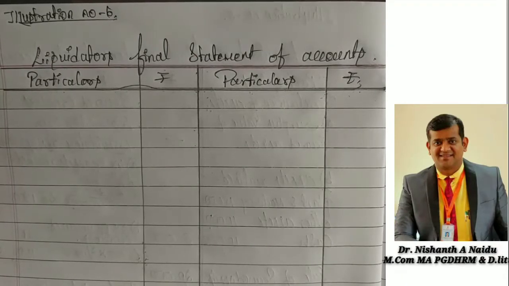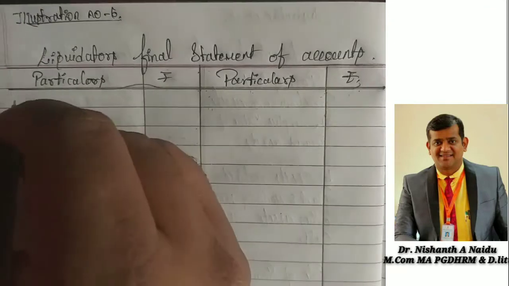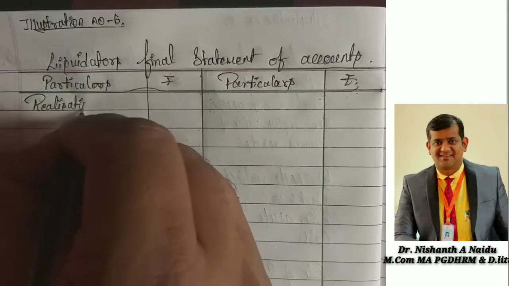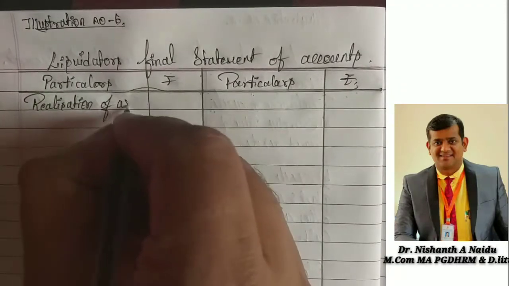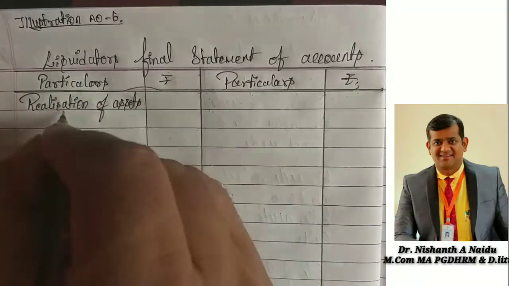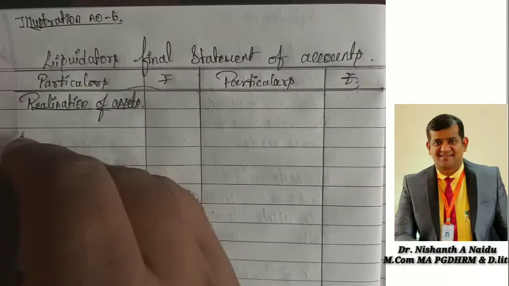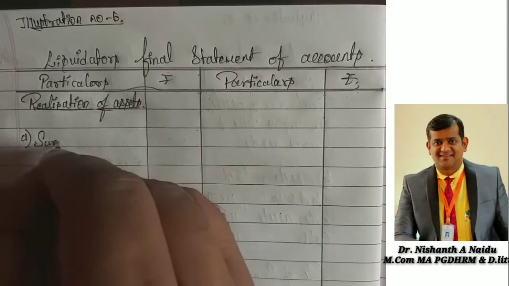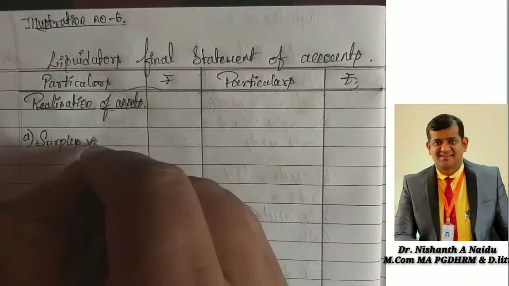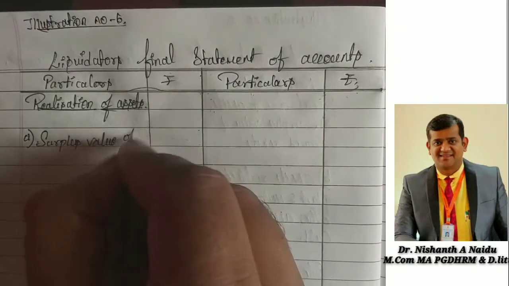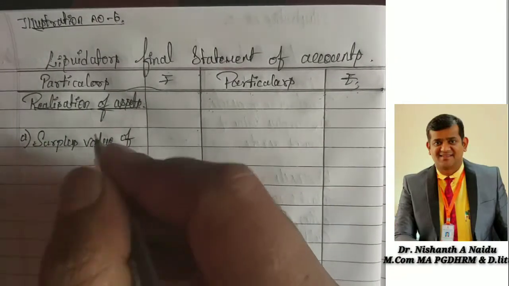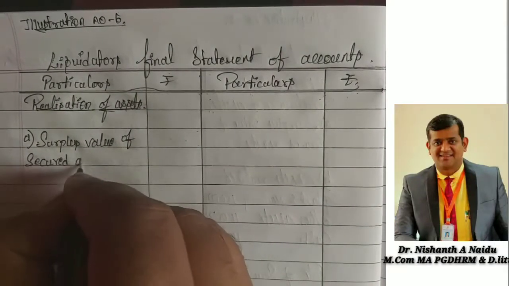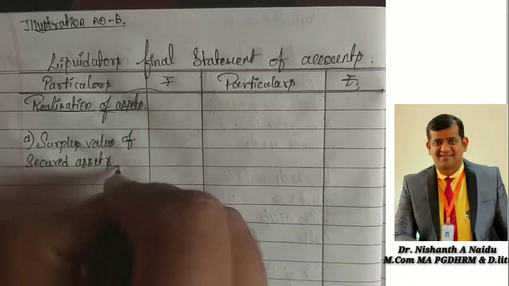Yes. Fine then. First heading as usual, realization of assets. Underline that. Under that, point A, surplus value of secured assets.